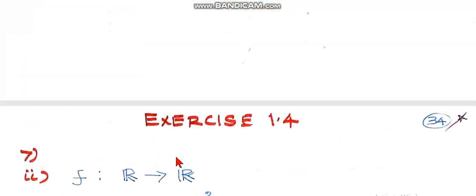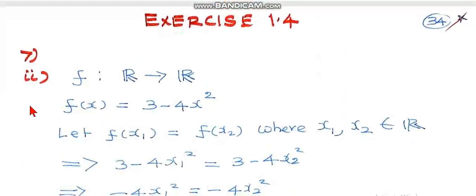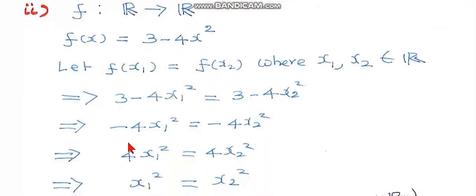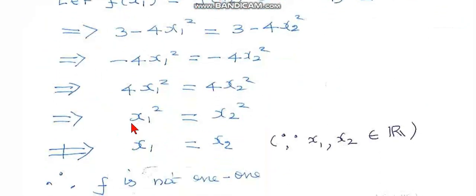Now exercise 1.4, question number 7, second subdivision. f is a function from the set of real numbers to real numbers. f of x is defined as 3 minus 4x squared. Let us assume f of x1 equal to f of x2, where x1 and x2 are any two real numbers. That means 3 minus 4x1 squared equal to 3 minus 4x2 squared. That is minus 4x1 squared equal to minus 4x2 squared. That is 4x1 squared equal to 4x2 squared. That is x1 squared equal to x2 squared.